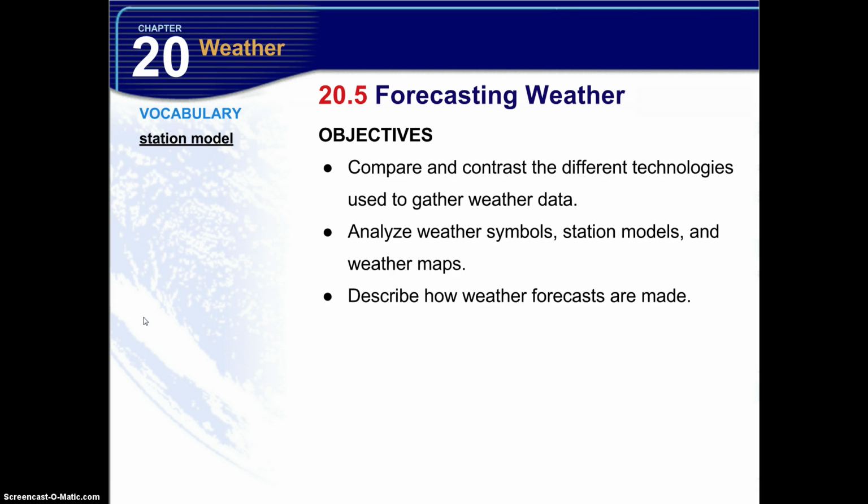Now objectives. Compare and contrast the different technologies used to gather weather data. Analyze weather symbols, station models, and weather maps. Then describe how weather forecasts are made. Key idea here is to prepare accurate weather forecasts, meteorologists must gather, distribute, and analyze huge amounts of atmospheric data.